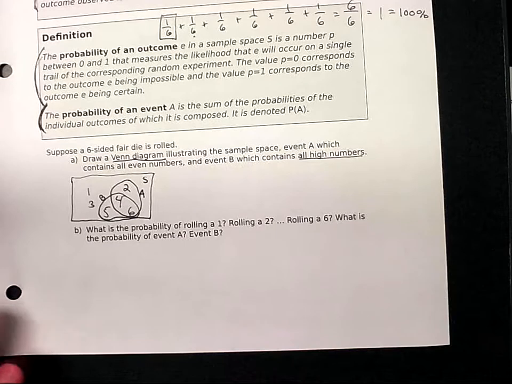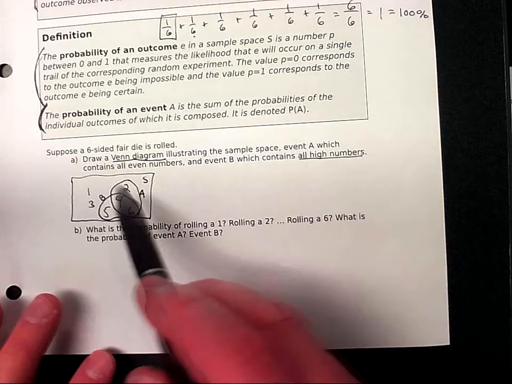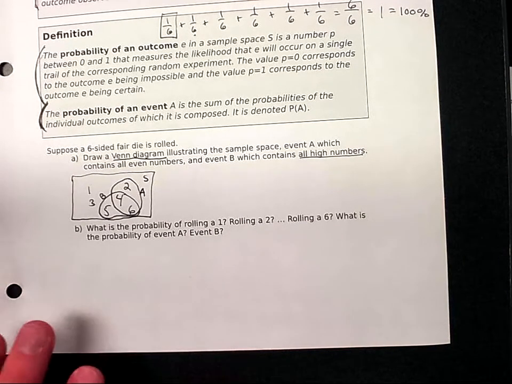Then the last thing that we started to talk a little bit about last class, and we also did an example of it, was a Venn diagram.